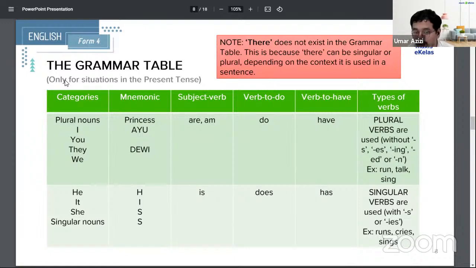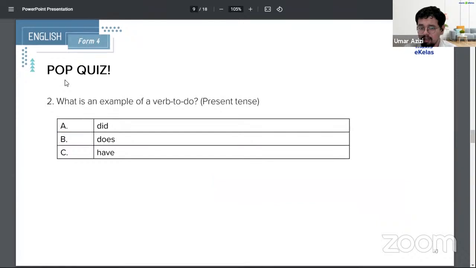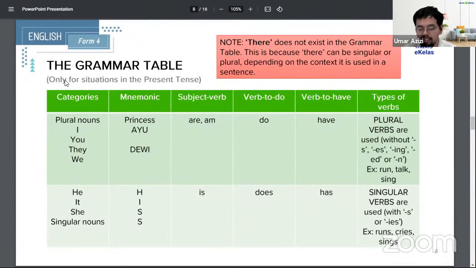Okay, so the memory devices for the simple present tense grammar table are Princess Ayu Dewi and his. Princess Ayu Dewi is for plural nouns. His is for singular. His goes for he, it, she, and plural noun goes for are, you, they, we.